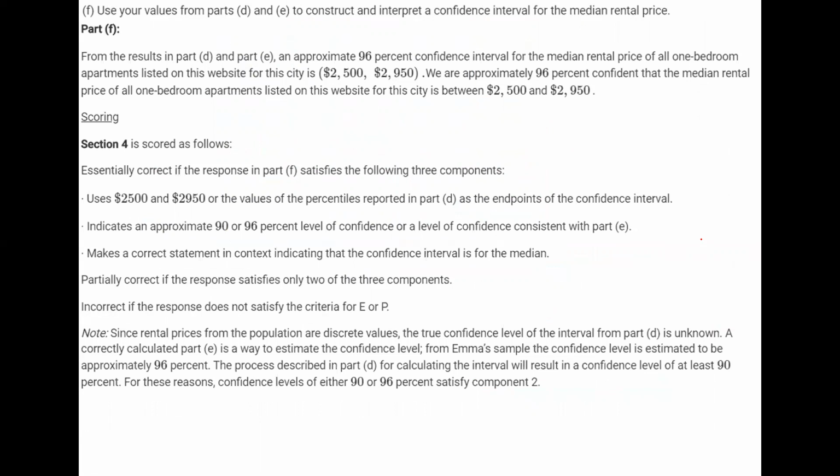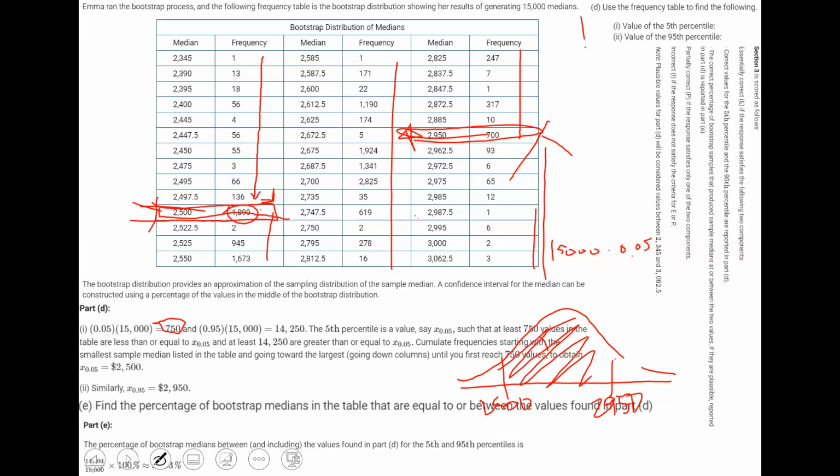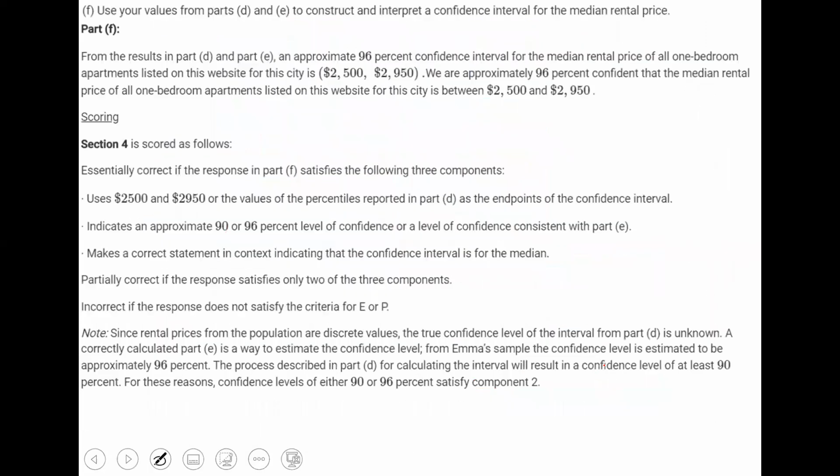So this one, this is about 96.03%, right? So we can say about 96%. So we can say we are 96% confident that the true median rental price of all one bedroom, right? This all, and then the word true, we use that to indicate we are talking about a parameter, not a statistic. One bedroom apartment listed on this website is between these two values that we found from D.